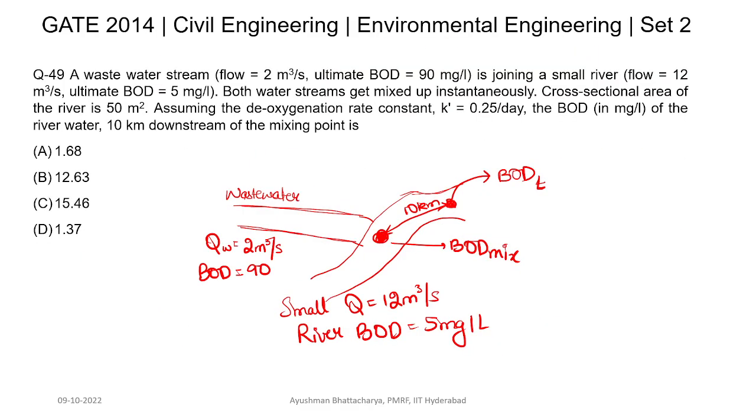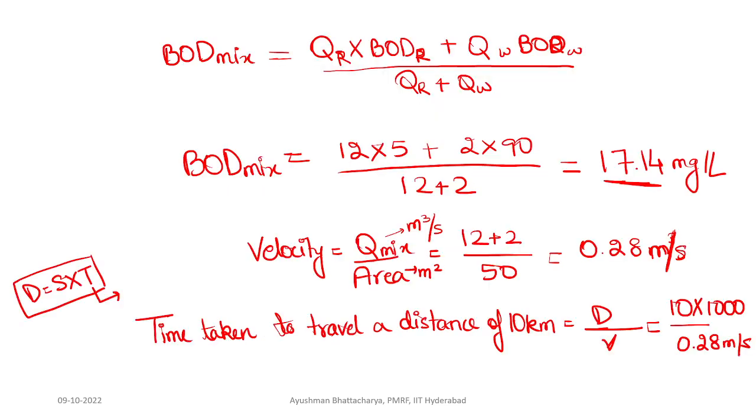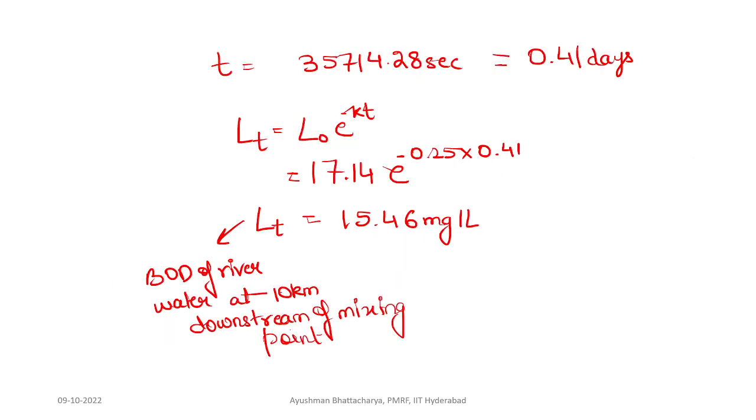So in this question, we first calculated the BOD mix at the mixing point. Knowing the BOD mix, we then calculated the BOD at time t. Here t is the time that the water took to reach 10 kilometer downstream from the mixing point. Using the normal equation, we calculated the velocity, then using the velocity we calculated the time taken to travel a distance of 10 kilometers. Then we calculated the BOD at time t.